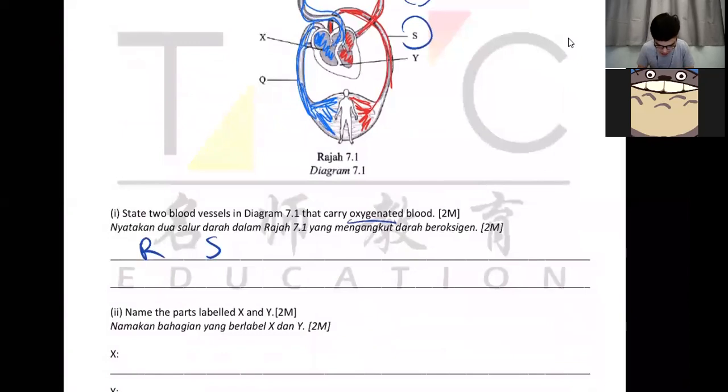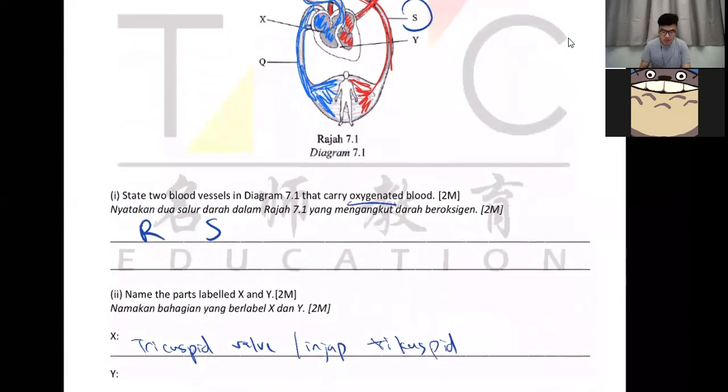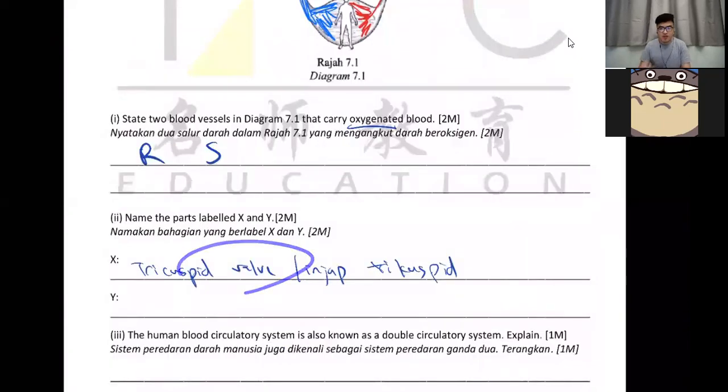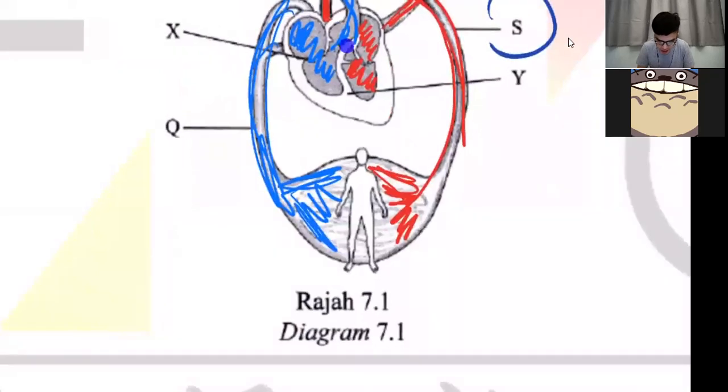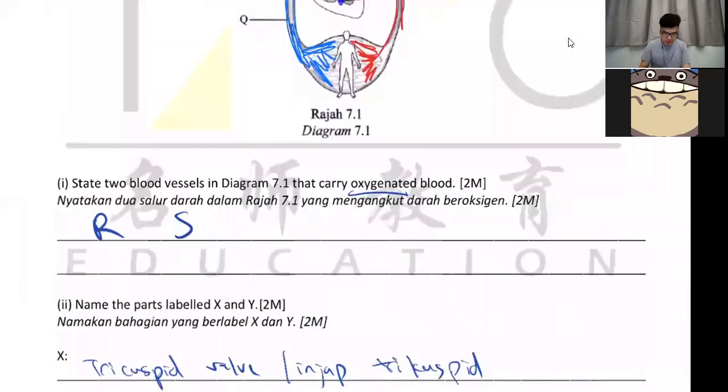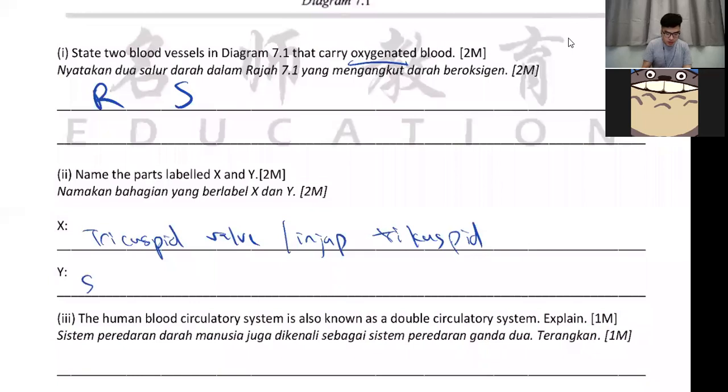All right, so name the parts labelled X and Y. What is your X? X is your tricuspid valve. Now, if you cannot memorize this, it doesn't matter because it's only 1 mark. Sometimes students tell me, sir, the valve is really hard to memorize. Then don't. Okay, it's only 1 mark. So what is Y? Y is this thing here. This thing in the middle. This is what we call a septum. Okay, septum. They will separate the right and left ventricle.